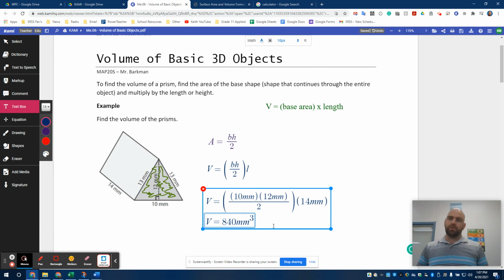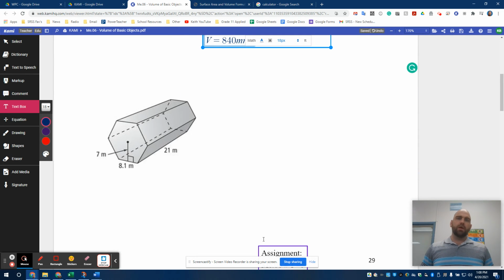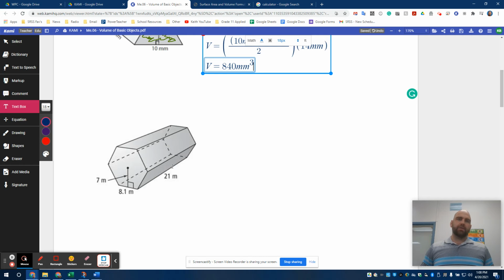Now, it's very important again with our units that we are cubing our units. There are 3 millimeters in here, so 1, 2, 3 millimeters cubed. It is a volume measurement. It's no longer an area measurement, it's a volume measurement. So that's why we do the cubed. Let's take a look at another example here.